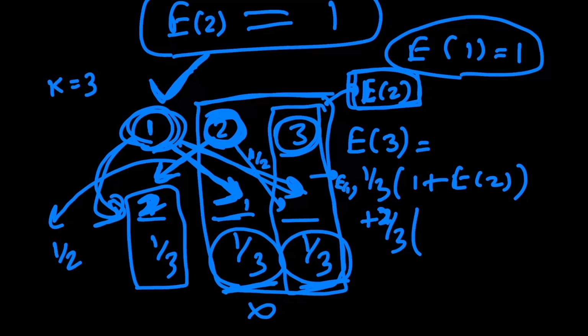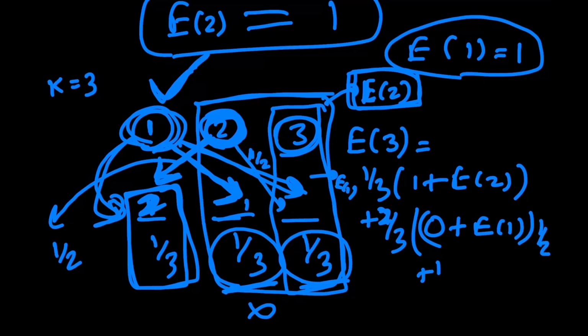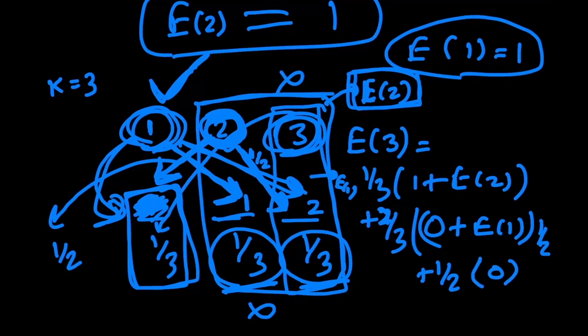Inside of these two edges, for 2, there was a 1 by 2 chance of taking up this edge, which would lead us to 0 plus E of 1, but this was also 1 by 2, plus a 1 by 2 chance of 2 taking up this edge. Now what happens when 2 takes up this edge? Well, 1 is over here, 2 goes over here, and there's no number over here, so 3 has to take up this slot, which would not lead us to any edge. So this is 1 by 2 of 0.